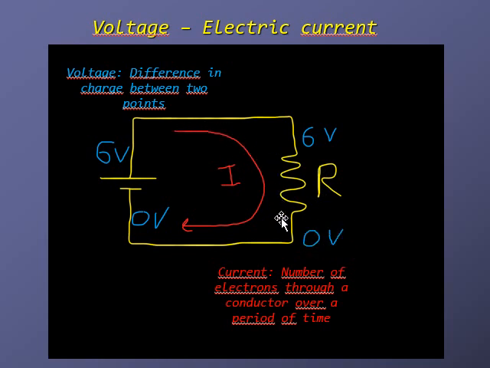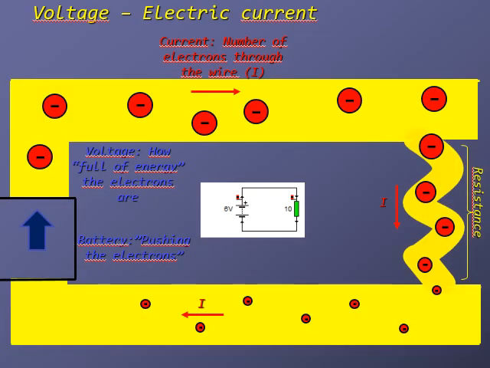And the current is the number of electrons through a conductor over a period of time. Okay, it's like a motorway. If you count the number of cars going through a motorway, this would be the current. Okay, you have this example. Imagine that this is a circuit. These are the electrons. This is the battery. Okay, the battery is pushing the electrons.